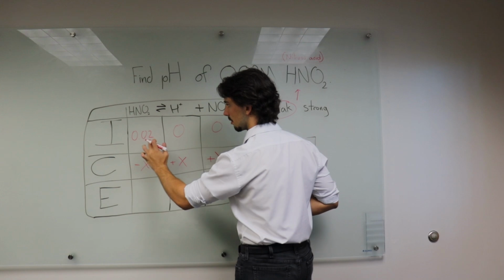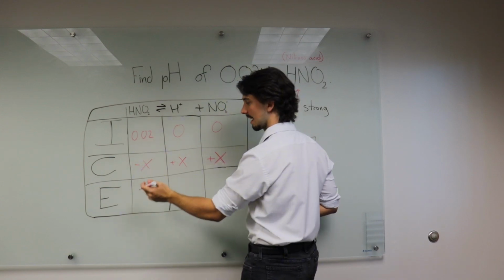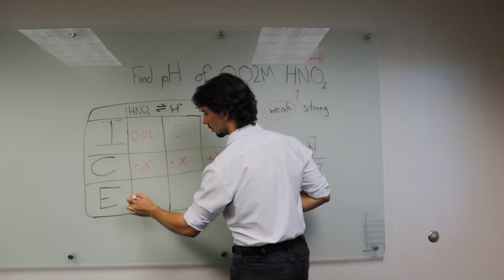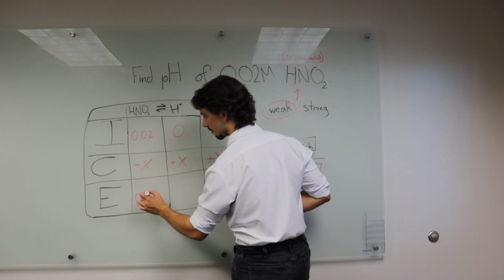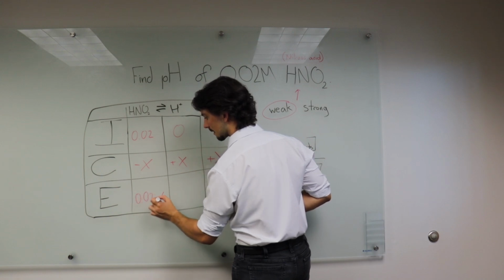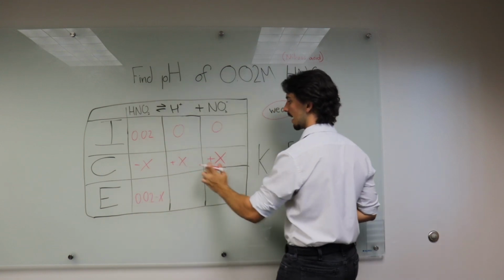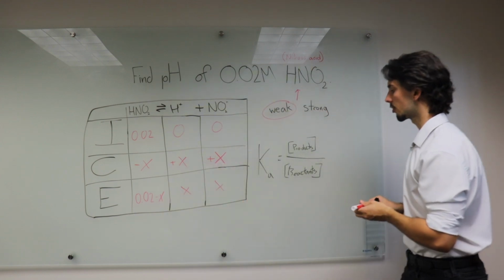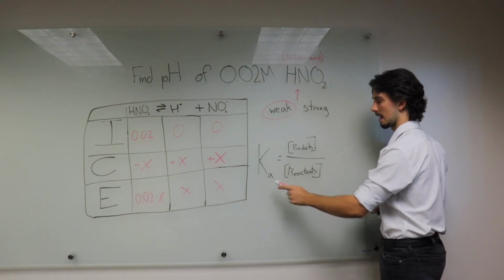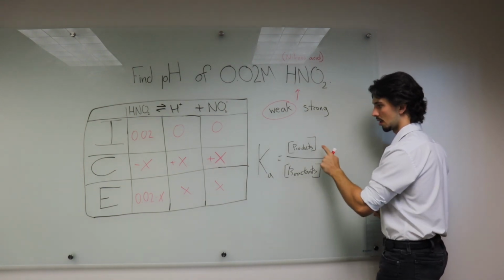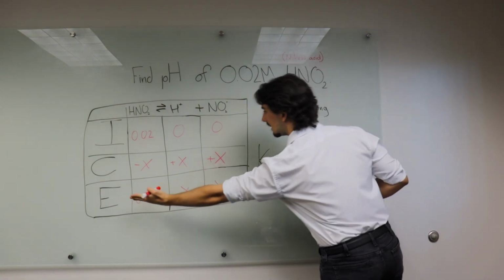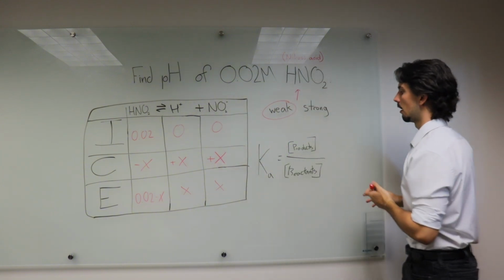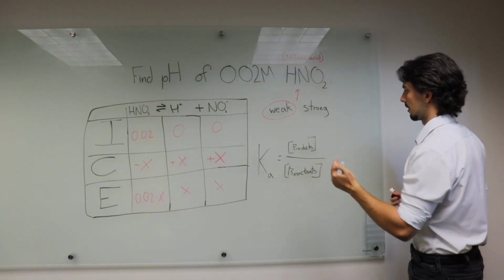So if we start with 0.02 and we subtract X, that's what we'll get at equilibrium. So we'll just write 0.02 minus X. And if we start with nothing and we add X, then we'll just get X here. So what's important to remember about the Ka is that we're using the concentrations at equilibrium, the E in the ICE chart.